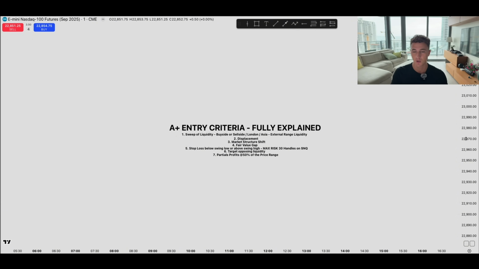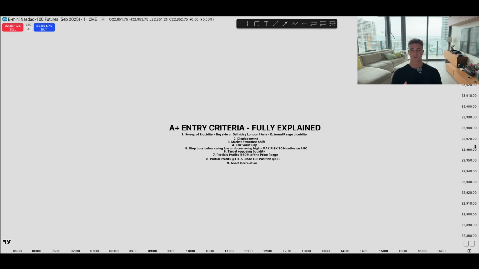Now, if there is no imbalance resting above or below that you can target, simply just target an internal buy side or sell side liquidity resting above or below 50%. That's a very good area to take something off your position and reduce a little bit of risk. So this actually leads me on to number 8, all right? Partial profits, you should be closing at internal range liquidity, which we know as fair value gaps, and any buy side or sell side levels resting inside of the range. And you should be closing your full position at external range liquidity, meaning outside of the range, like buy side and sell side liquidity levels.